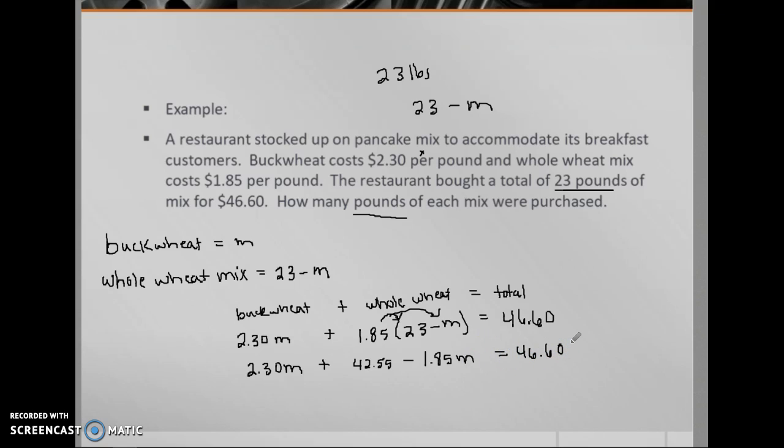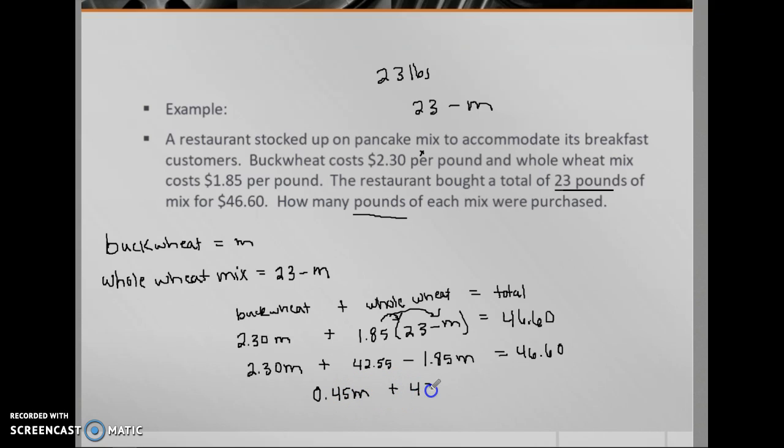$46.60. So we have some terms now that are like terms on the left side of our equal sign. We can combine those together. $2.30 minus $1.85 times our pounds. So 2.30 minus 1.85 comes out to be 0.45 m.